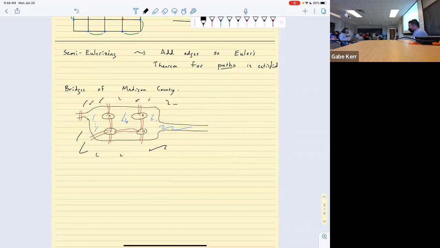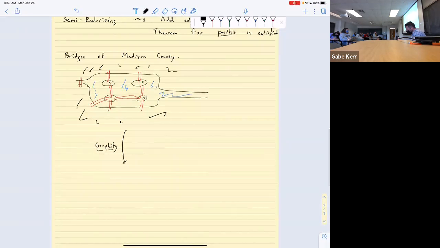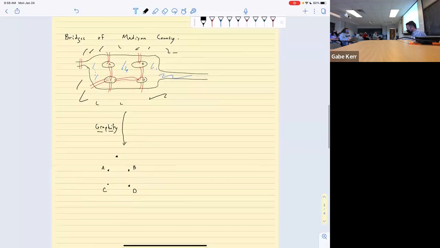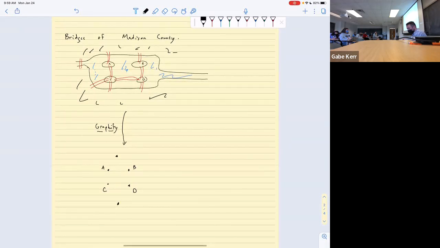What we need to do first is turn this problem into a graph theory problem. The way we do that is we take each landmass and make it a vertex, and take each bridge and make it an edge. So let's draw that. The 4 islands are going to be vertices. I'll label them A, B, C, and D. Then we have these two land masses on either side.